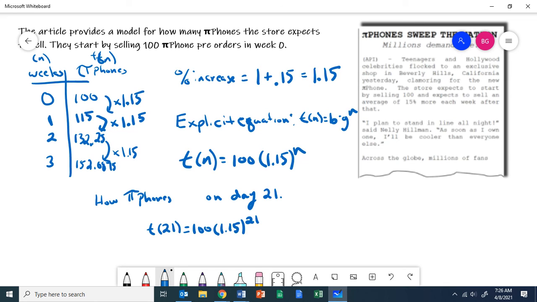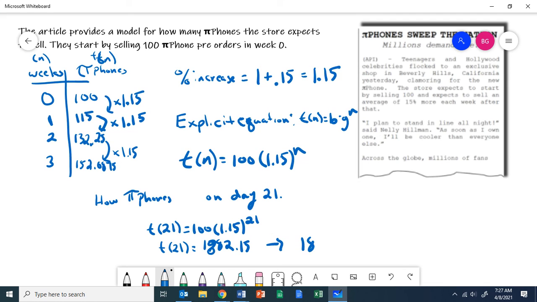So when you type this in a calculator, you're going to type in 100 times 1.15. Then you want the exponent. If you're using a TI-84, just the caret key above the division sign, and then type in 21. Type this all in at the same time, please. Don't type it in separately. So T of 21 equals 1,882.15 PiPhones.